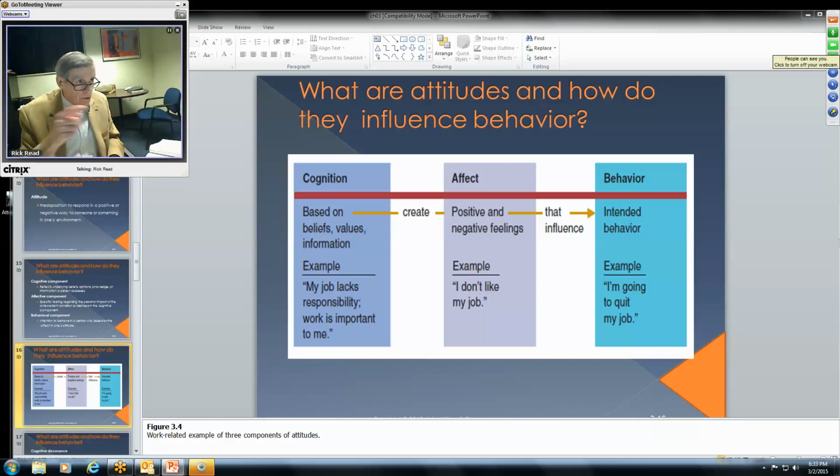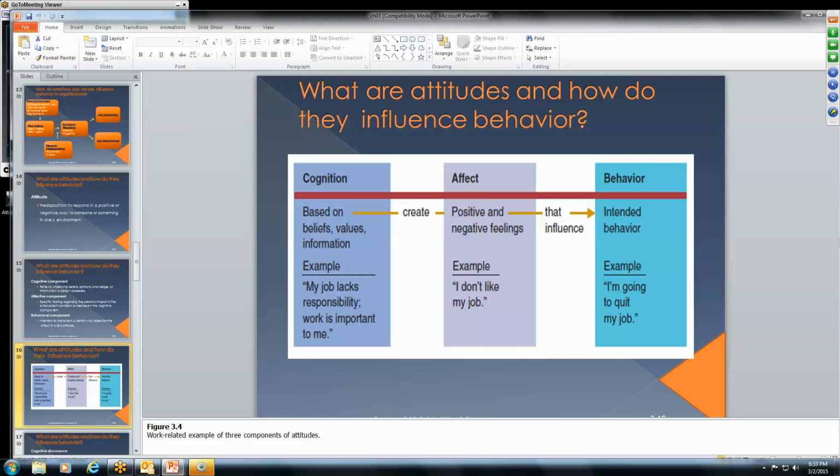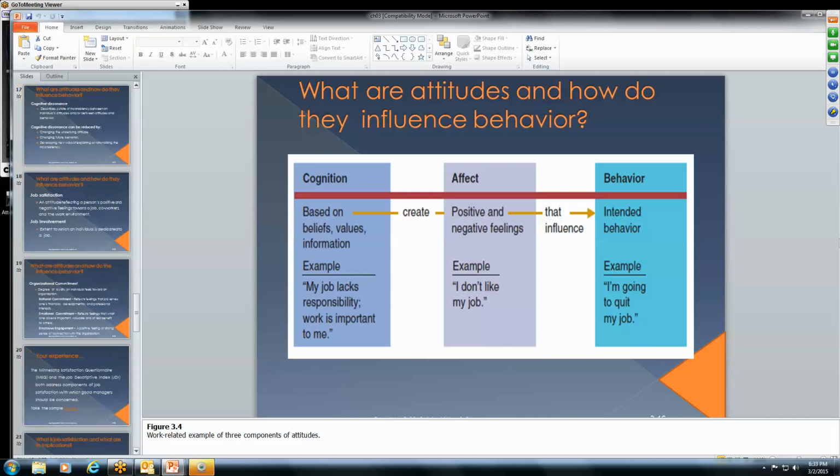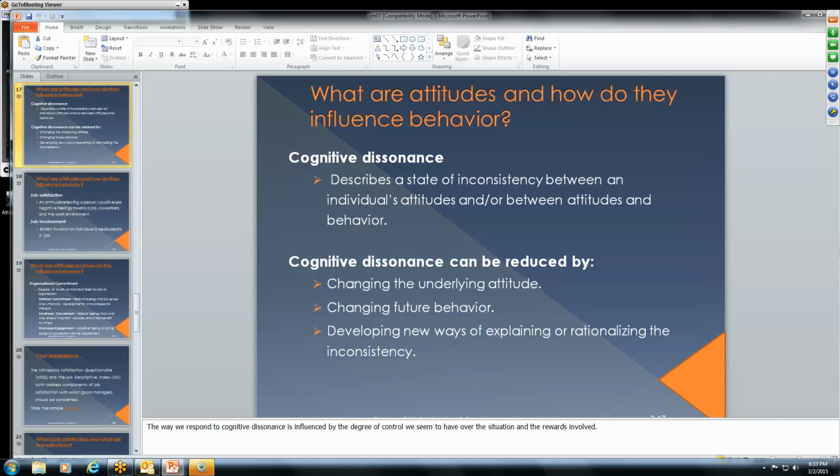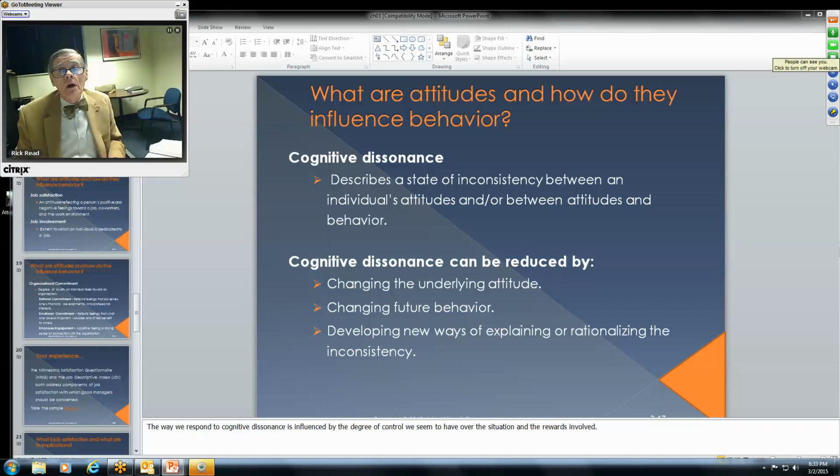Here we are with cognitive dissonance, and what this simply says is there is inconsistency between our attitudes and behavior. So how can we fix this? Well, we can fix it by changing our attitude. We can change our future behavior, or we can develop a rationalization for explaining our inconsistency. Now, if we do that, we're just kidding ourselves.